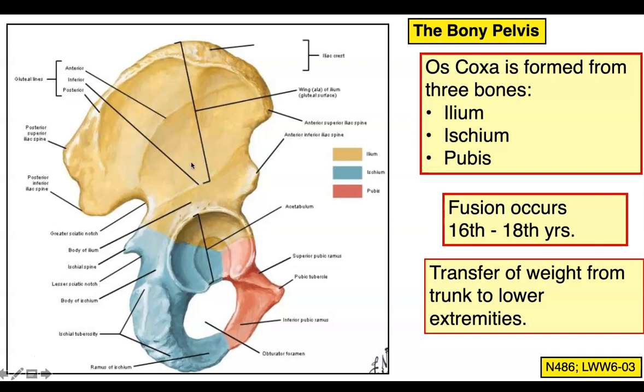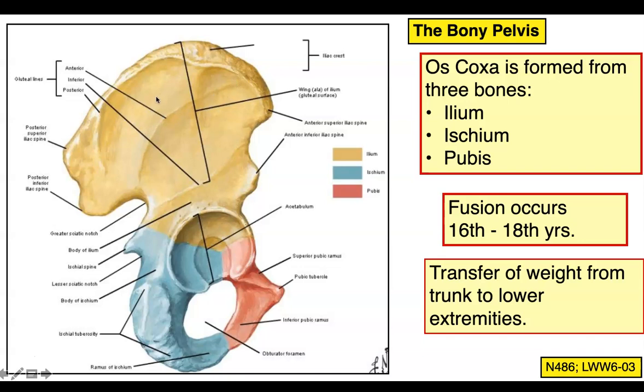So the superior large part is called the ilium, and the ilium has an iliac crest superiorly. The iliac crest ends anteriorly by the anterior superior iliac spine, and posteriorly there is a similar posterior superior iliac spine. And on the lateral side of the ilium, or posterolateral side of the ilium, there are three gluteal lines.